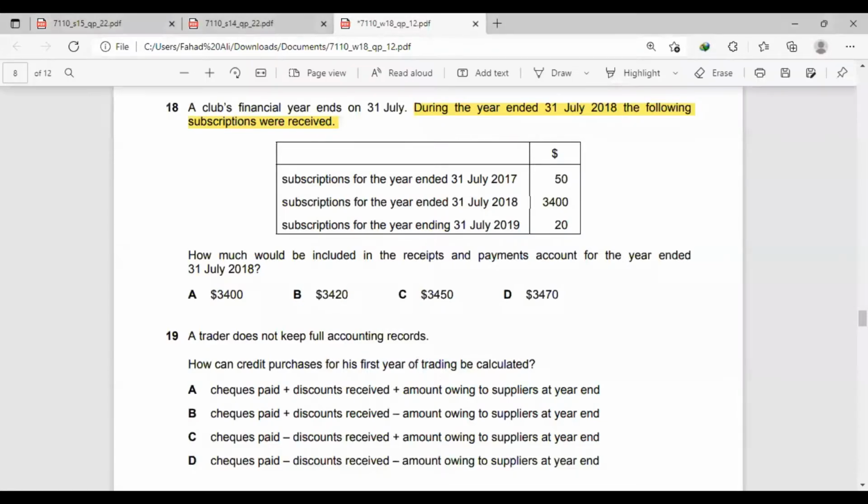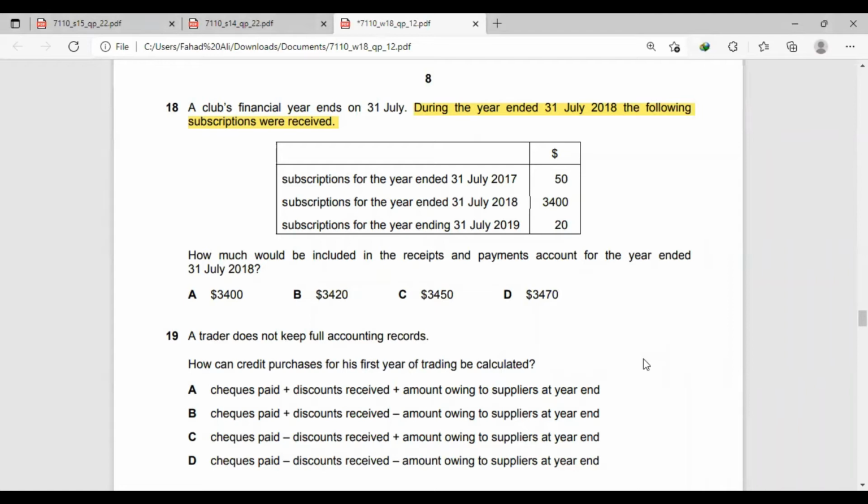Okay. So a quick recap of the 18th MCQ. It was a club's financial year, and during the year ended 31st July 2000, the following subscriptions were received. There were 3 subscriptions received, and the basic principle is that in the receipts and payment account, which is the alternate name for the bank account, we don't use the T account of bank in not-for-profit organizations. The name of bank in a not-for-profit organization is receipts and payment account, and we received these three subscriptions in 2018. So 20 plus 50 plus 3400, the correct answer will be 3470. So 18 is D, the correct option.